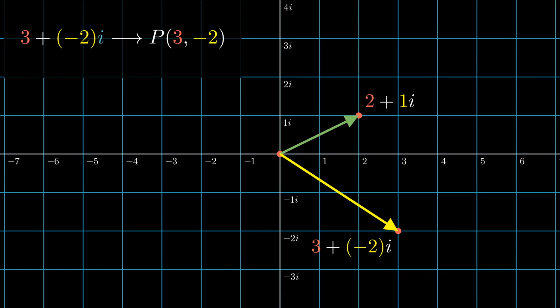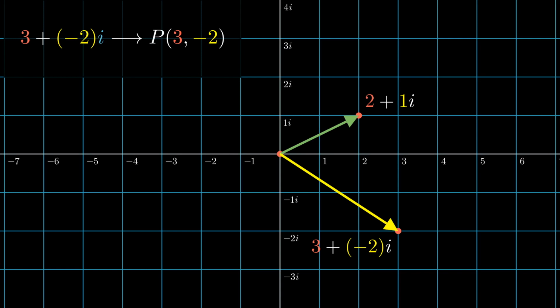This shows the direct correspondence of complex numbers to points in the plane, and we can also see that we can represent a complex number as a vector in the xy plane. A reasonable question to ask is, what will happen if we add both of these complex numbers? So we add 2 plus i plus 3 minus 2i.